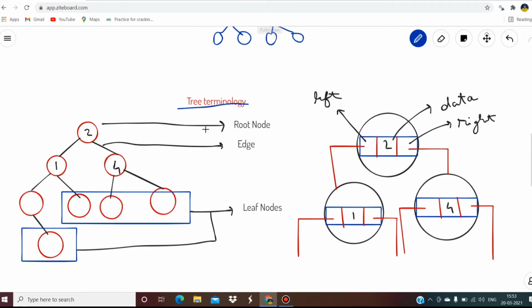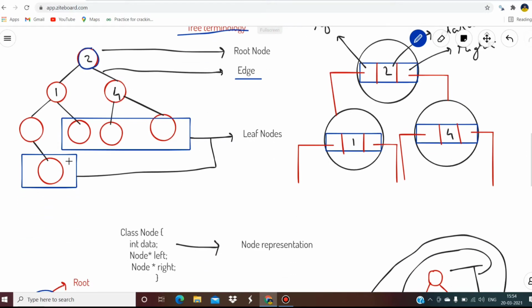The first one is the root node. So the node which is at the top of a tree is known as the root node. Now the nodes are connected with other nodes using an edge. Okay, and there is a leaf node.